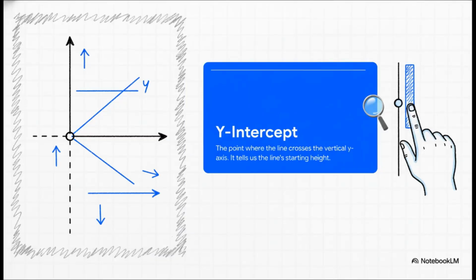All right, dial number 2. This is the y-intercept. Now, this one doesn't touch the tilt at all. Nope. Think of this one more like a slider. It just shifts the entire line straight up or straight down. It's basically just the line's starting point on that vertical axis.